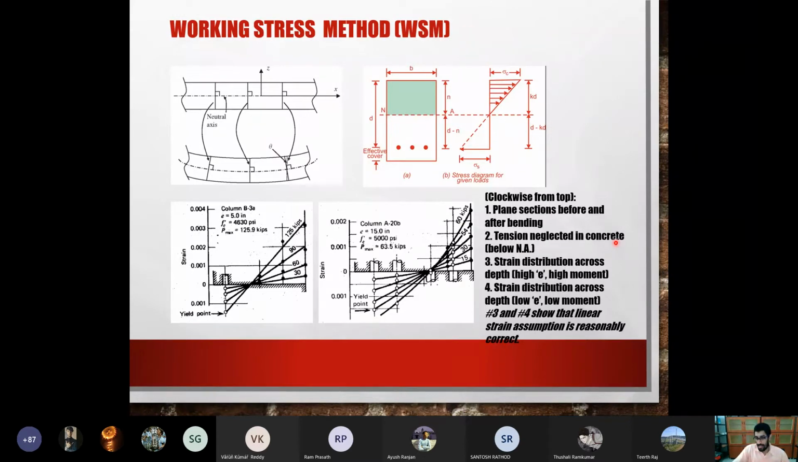Because concrete does not take tension very well, in the working stress method you assume that the concrete below the neutral axis is neglected, and only the reinforcement will take the tensile stress. This is one assumption of the working stress method. These are two pictures showing the stress variation across the depth. Similarly, you can also plot the strain variation across the depth. So this is figure 3.